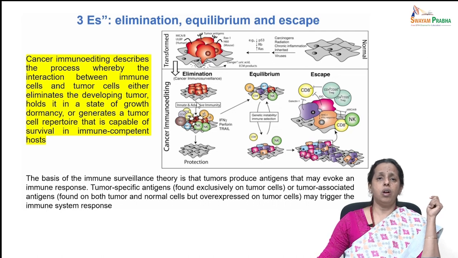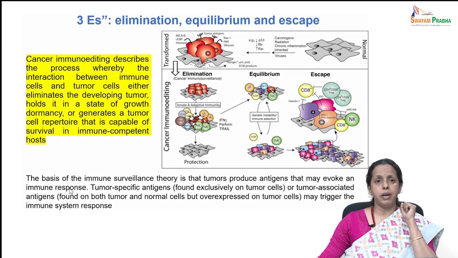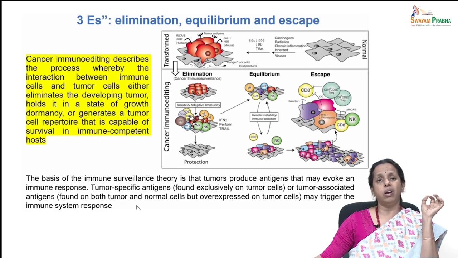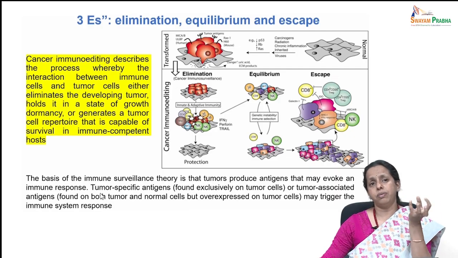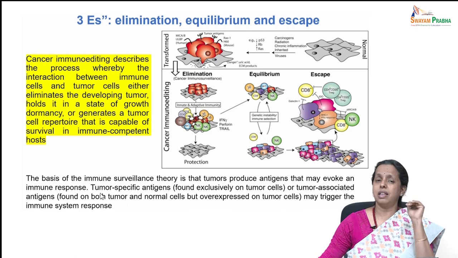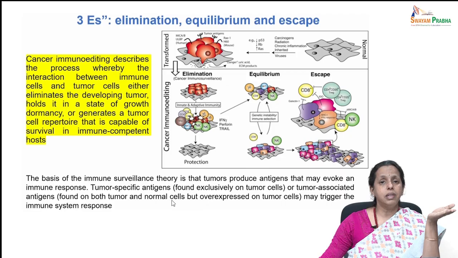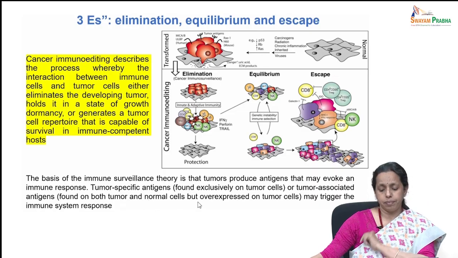In the elimination phase, this is called immune surveillance. First, it is the process of recognizing your tumor associated antigen. Please keep in mind, the basis of tumor surveillance is that tumors produce antigens that may evoke your immune response by virtue of being foreign. Do you think a cancer cell can have such a specific antigen? Yes, in some cancer types there is. But the disadvantage is that the majority of these tumor specific antigens are called tumor associated antigens, present even in your normal cells, but the level of this antigen is elevated in your tumor cells.